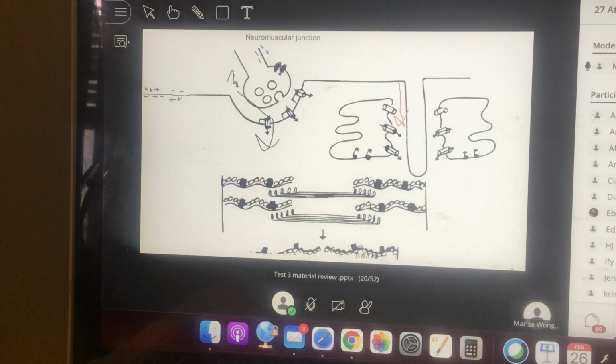Okay. Any other questions about? It doesn't have to be about the neuromuscular junction. It can be about other muscle concepts.